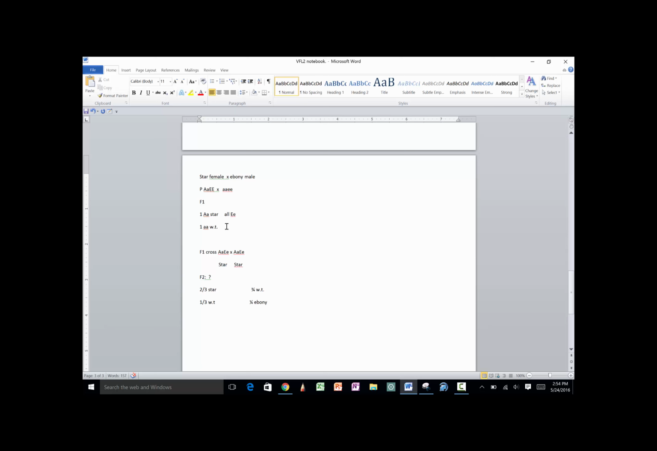All right, so then how many are going to be just star and wild type for ebony? How many are going to be, let's say, star and ebony? We're going to have 4 possibilities like always. Some will be just wild type.